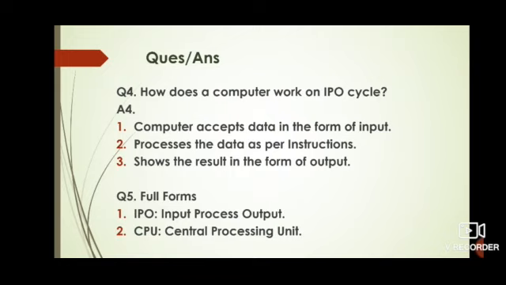Then question number 4. How does a computer work on IPO cycle? Now you have to write 3 points. Now first point is, computer accepts data in the form of input, processes the data as per instruction, shows the result in the form of output. Now question number 5, full forms. First is IPO, input process output, then CPU, central processing unit.